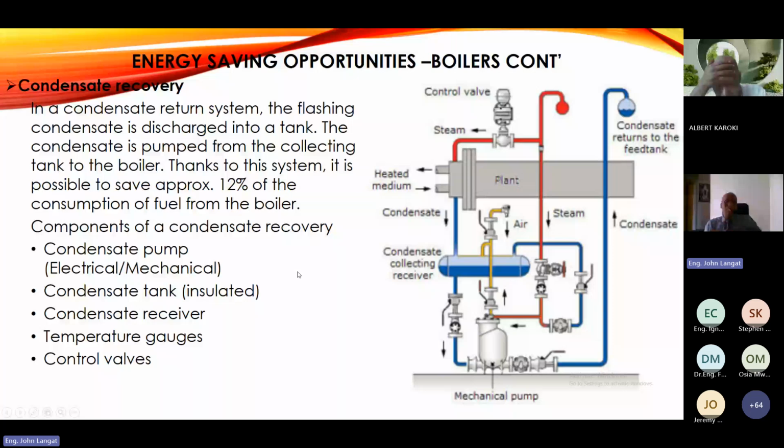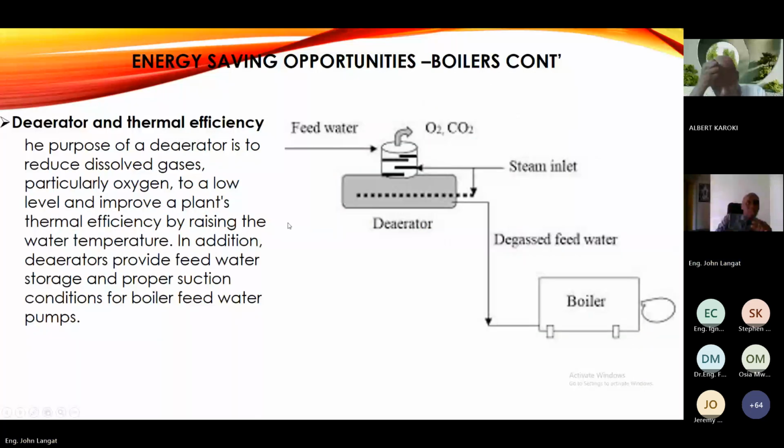So what then we have is a deaerator. That's still energy saving strategies in a boiler house. The purpose of the deaerator is to reduce dissolved gases, particularly oxygen. Oxygen is not required inside the steam. It's one of the primary agents for corrosion. And that's why you have air vents throughout the steam system.